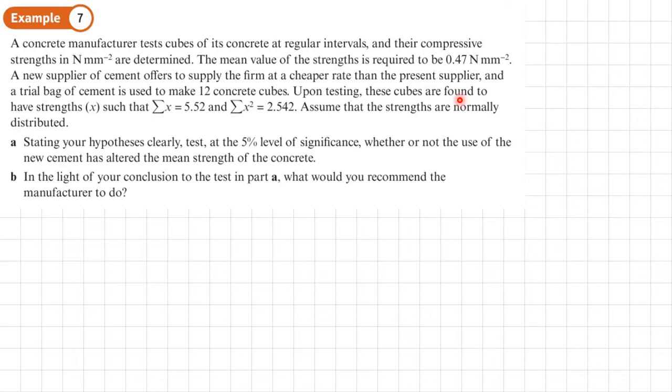Upon testing, these cubes are found to have strengths of x such that the sum of x is 5.52 and the sum of x squared is 2.542. Assume that the strengths are normally distributed. Okay, and then what we need to do in part A looks like a full hypothesis test with conclusion. Stating your hypothesis clearly, test at the 5% level of significance whether or not the use of the new cement has altered the mean strength of the concrete.